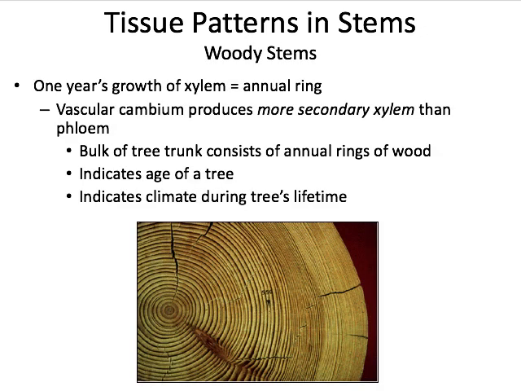woody tissue. Now, 1 year's growth of xylem is referred to as an annual ring, and this applies to any woody stem, whether it's a dicot or a conifer. And a biologist can count the growth rings to figure out exactly how old that tree is. Now, the vascular cambium, remember, is largely producing this woody tissue, and it produces more secondary xylem than phloem. This is why we see these nice packed-in growth rings, because the vascular cambium is working so hard to produce this woody tissue.